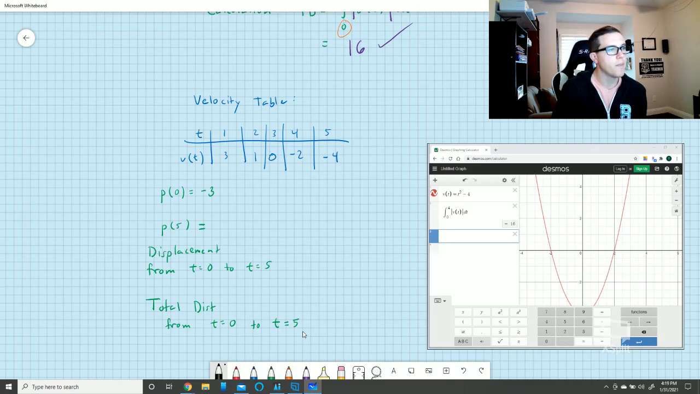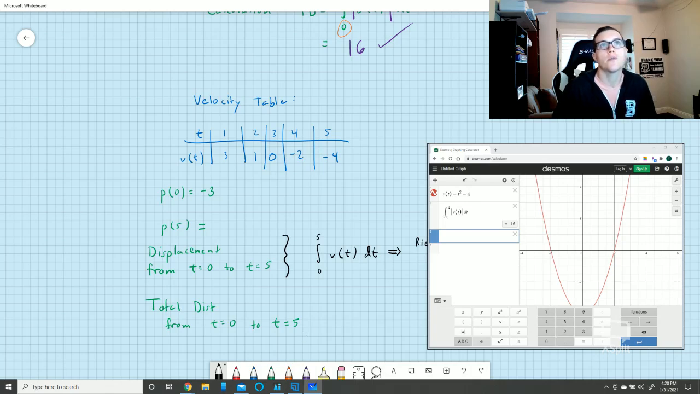So displacement, oh, that was ugly. Well, I don't have a curve. How am I going to accumulate? I know I need to accumulate from 0 to 5, but I can't find the antiderivative of velocity because I don't have an equation. So how am I going to do this? We are going to use a Riemann sum. And I will always tell you what type of Riemann sum.